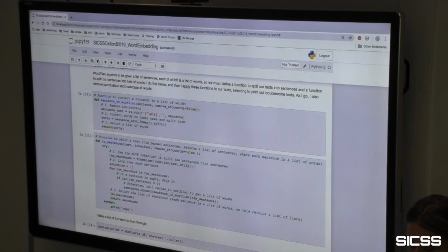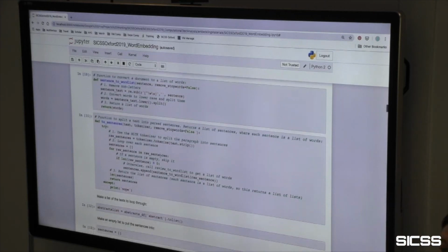Then I defined two functions. The first converts each document you read into a list of words and lower cases them. And the second splits the text into specific sentences and returns a list of sentences, where each sentence is a list of words. Does that make sense? Yeah. So these are just functions. They're like the curly bracket things in R, but it's in Python and it's prettier.